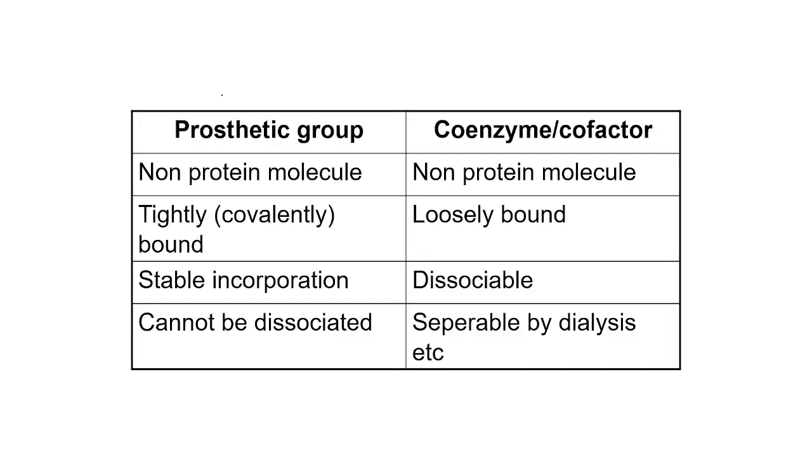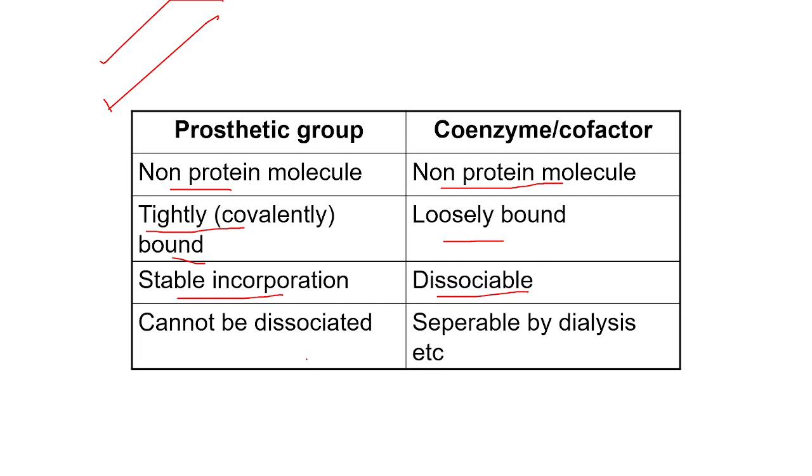So what is the difference between a prosthetic group and a coenzyme or a cofactor? This slide is very, very important. So go through this slide at least twice, because there will be questions on these two, and the difference is very important. The prosthetic group is the non-protein portion, and the cofactor or the coenzyme is the non-protein molecule. The prosthetic group binds tightly and covalently, whereas your cofactor binds loosely. Then the prosthetic group is a stable incorporation, but your coenzyme is dissociable.